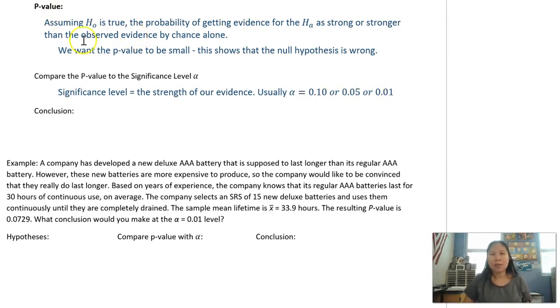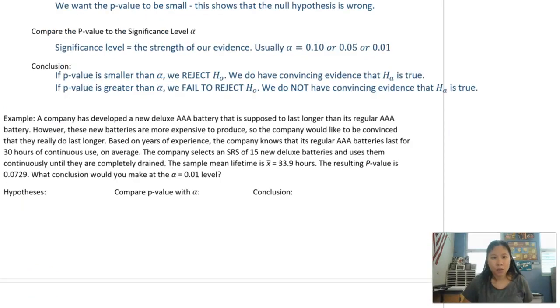So if the p-value is even smaller than alpha, then that shows that the null hypothesis is wrong. And so we call that rejecting the null hypothesis, and that's a conclusion that we can make. So if the p-value is smaller than alpha, then we reject H0. That means we do have convincing evidence that our alternative hypothesis, HA, is true.